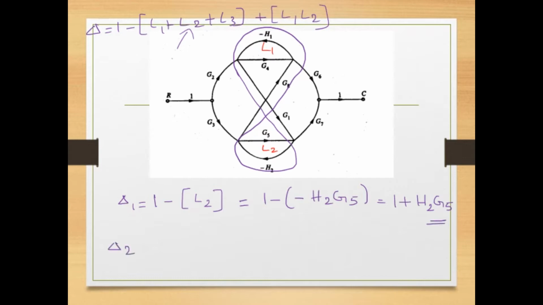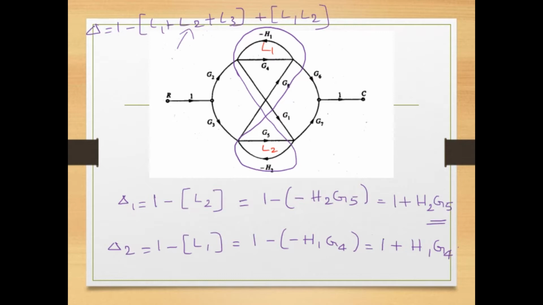Similarly, for delta 2, the second path is along G3, G5, G7. L2 is touching, L3 is also touching. So which one is not touching? L1. So delta 2 is 1 minus L1, which is 1 minus minus H1 G4. So it is nothing but 1 plus H1 G4. Okay, this is delta 2.